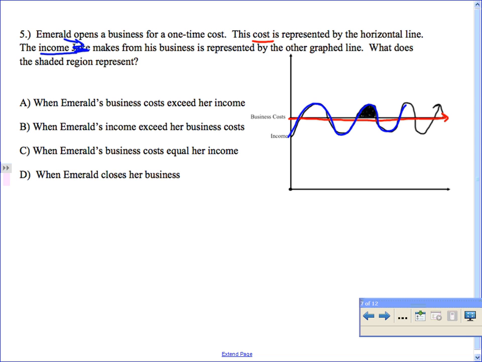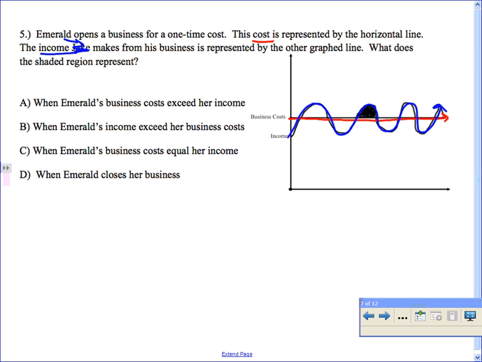I'm going to make it blue. It is represented by the blue line. What does the shaded region represent? So we need to figure out the colored in region that's colored in black. What does that mean? If he opens up a business for a one-time cost, he pays that once. The cost that he's spending is represented by the straight line. The income that he's making is represented by the curvy line, which is the blue line.